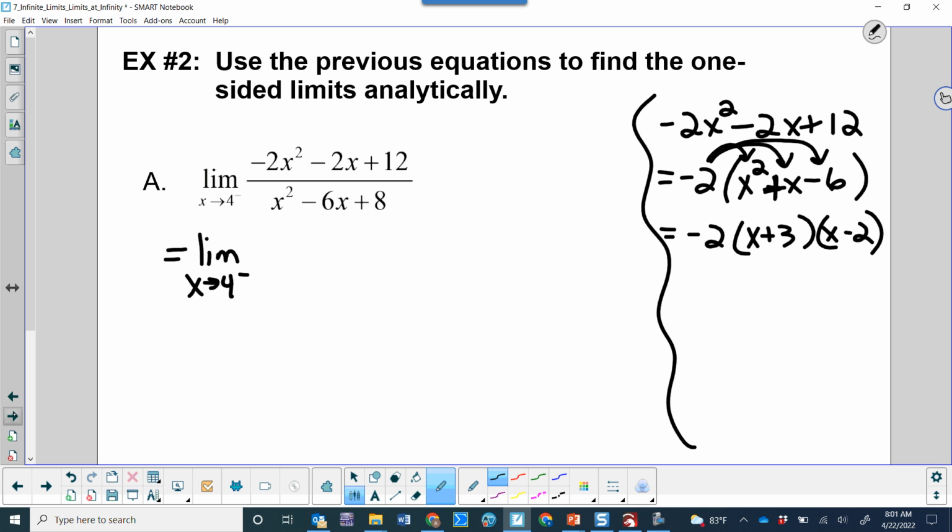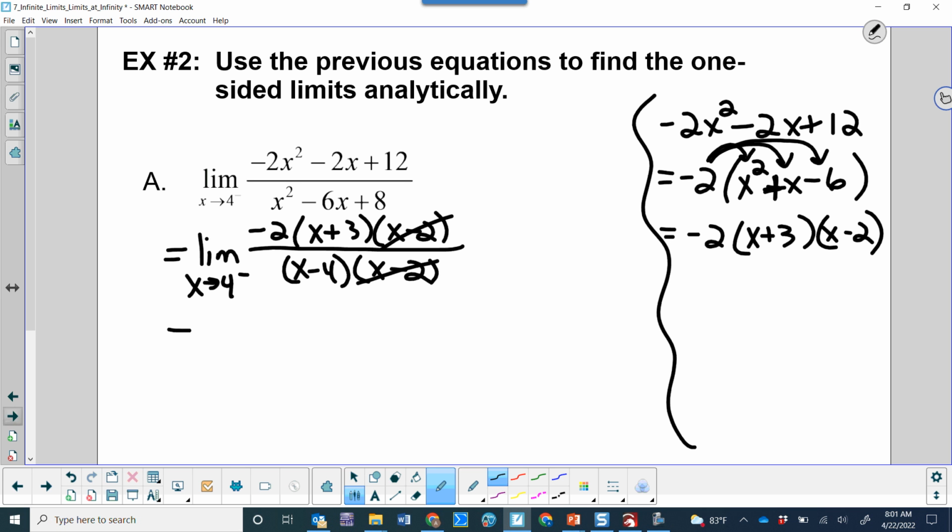So now I'm going to come back over here. This is -2 times (x plus 3) times (x minus 2). The bottom one is a one-step factoring because a is 1. So I need factors of 8 that add to -6. That's going to be -4 and -2. So (x minus 4)(x minus 2). Now, because I'm doing limits, I can cross this off and keep the equal sign because I know that these limits are equal. The functions are not. The function before I cross stuff out has a hole in it.